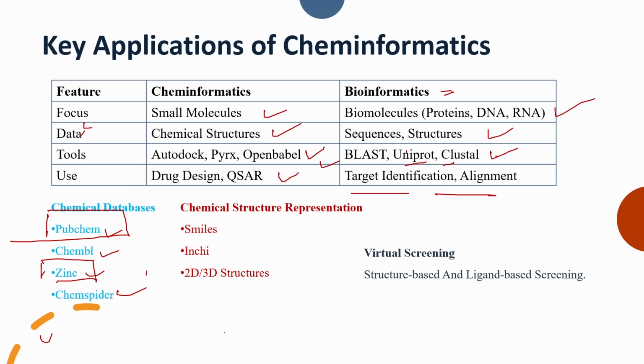We can draw the chemical structure. We also need the SMILES, the linear representation of the compound. Then we need the 2D or 3D structures of the chemicals. And virtual screening is structure-based and ligand-based screening. So these are the things we need for ligand optimization or ligand preparation.